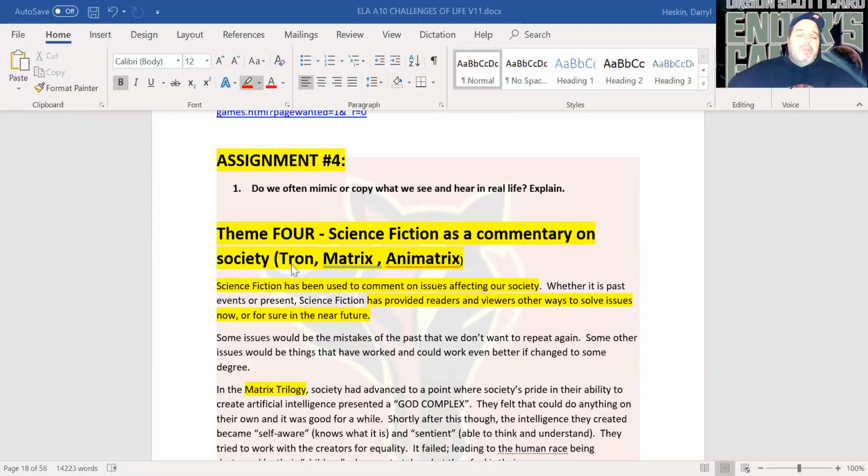And so those are interpretations, but of course it does fall in the science fiction category if you look at the types of examples of what makes a science fiction show or story a science fiction show or story. And that's on page 10 and 11, and I believe 12 as well. So you can just look back at the number 1 for that information. But science fiction as a whole is used to comment on issues affecting our society, to provide readers and viewers other ways to solve issues for now, or even for sure in the near future.